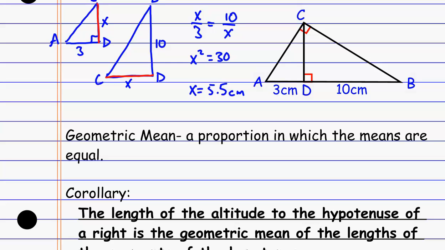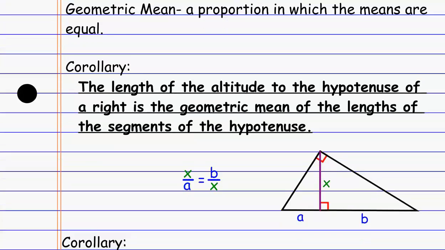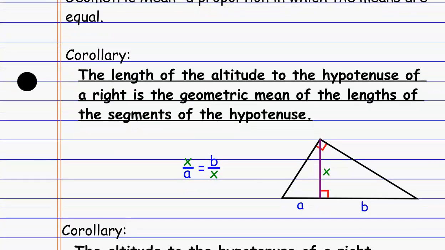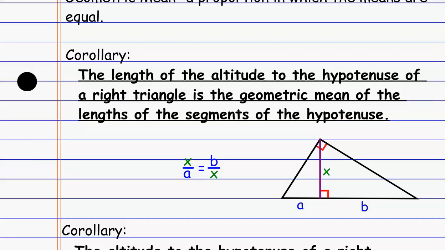And so that's the situation we ran into above. The means are the same. Those pieces that are across from one another are the same, so we have one set of diagonals that's the same. And so the unique relationship that we have here is that the length of the altitude to the hypotenuse of a right triangle, I'm missing the word triangle in there, is the geometric mean of the lengths of the segments of the hypotenuse.